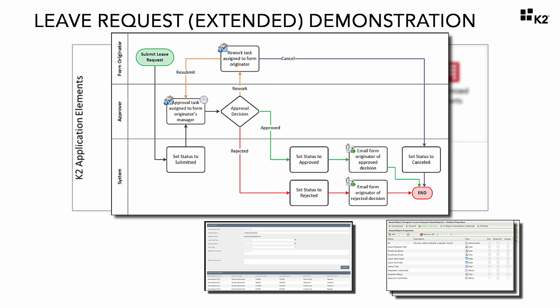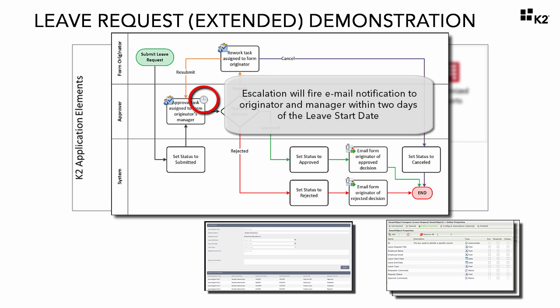We were also asked by our users to add an escalation to the manager approval user task, just in case a user's manager sits on the request for too long. This escalation is set to fire off with an email notification to the request originator and the manager within 2 days of the leave start date to let them know the task needs attention.